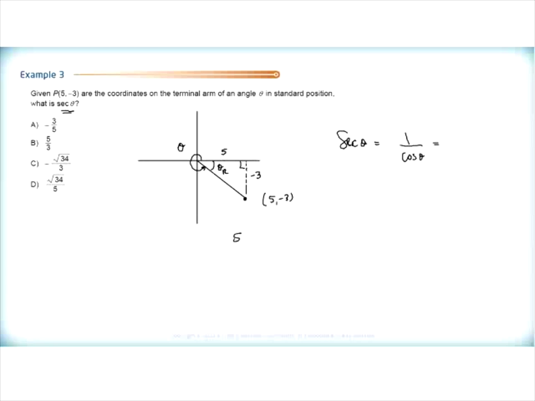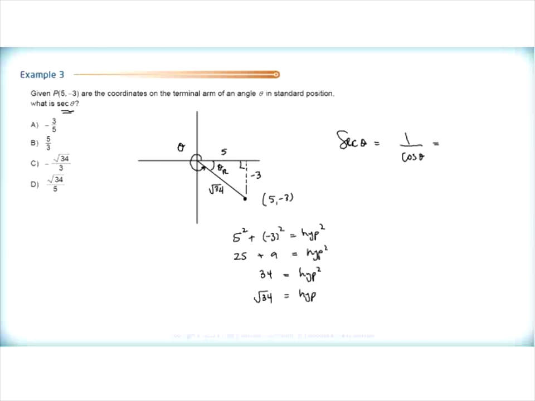So let's do that. Again, we're going to do 5 squared plus a -3 squared equals the hypotenuse squared. 25 plus 9 equals the hypotenuse squared. 34 equals the hypotenuse squared. So the hypotenuse is equal to the square root of 34, and it's always positive.